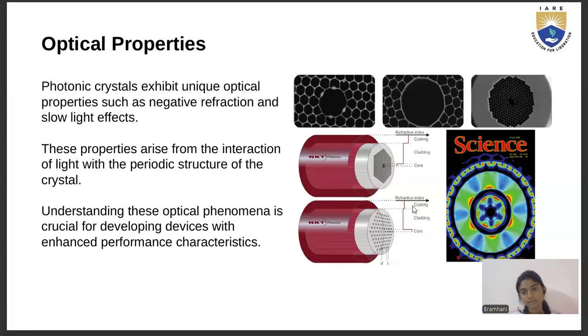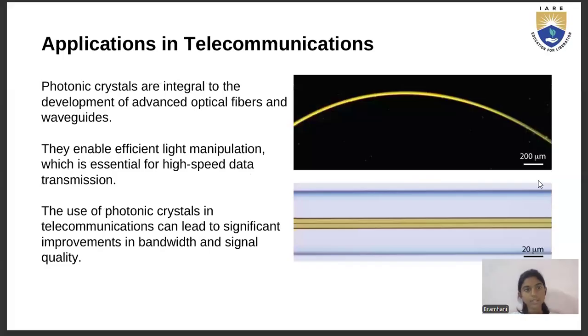We can see here again the refractive index. This one is the outer layer, which is called the cladding, this one is the coating, and this is the core. Those are the optical properties.